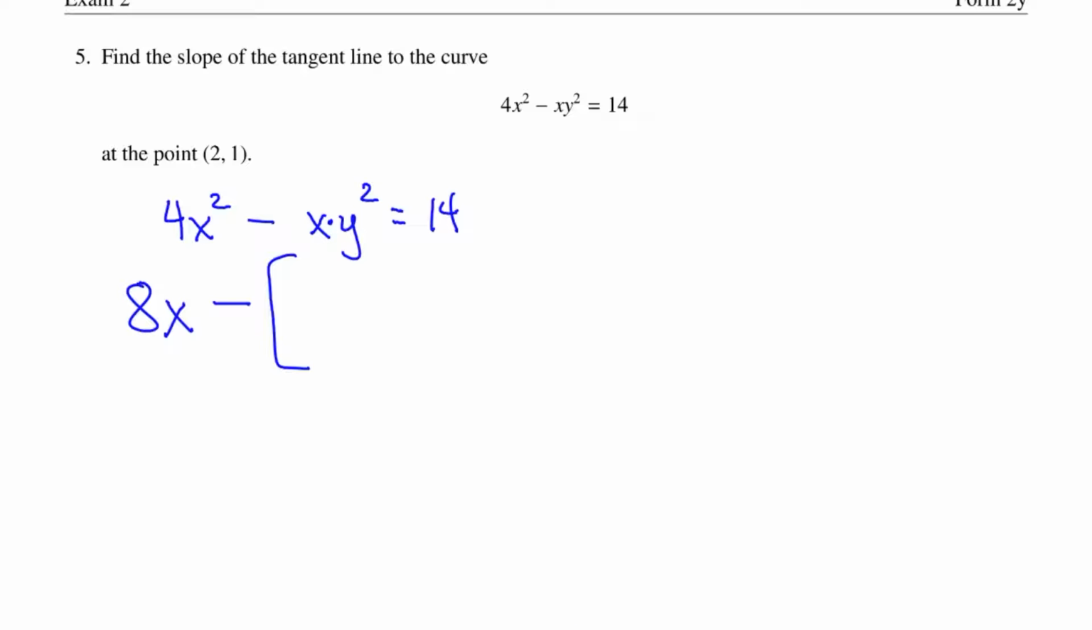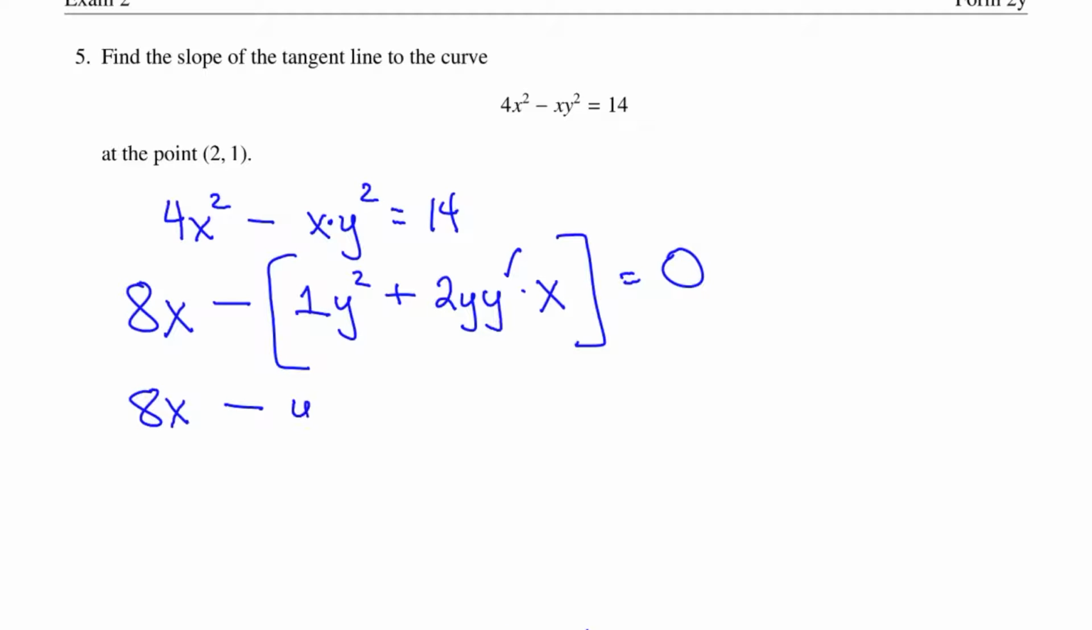So it's the derivative of x is 1 times y squared unchanged, no derivative of the y because it wasn't the derivative of y, it was the derivative of the x part here, plus now the derivative of y squared, which is 2y y prime, times the x unchanged. And of course the derivative of 14 is 0. Now the negative has to distribute. Rewrite this a little bit, like that.